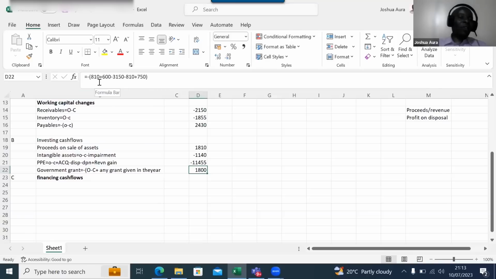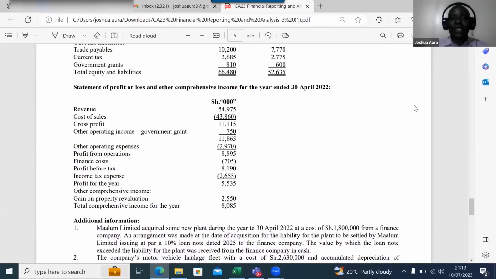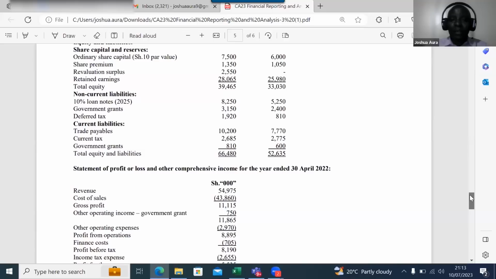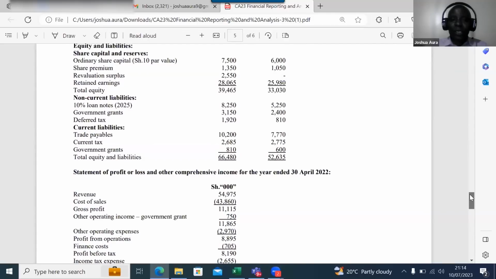It should be 810 opening plus the other opening minus 3110 and then minus 810 again. So in this case, we are subtracting the closings. Remember, we are subtracting the closings. So we should start again. Let's start again. I took deferred tax, which is wrong. I should have taken government grant here.